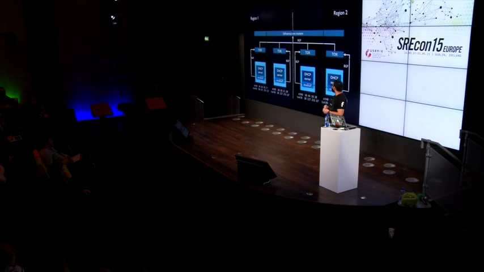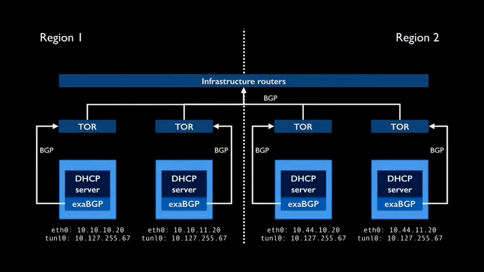Here is a diagram showing how this is done. A bunch of DHCP servers in one region, other DHCP servers in another region. They have different IPs on the eth0 interface. We configure lo0 interfaces with the Anycast IPs, and then we just talk to ExaBGP, and ExaBGP advertises those routes up to the top of rack switch, which advertises everything back to the infrastructure routers.